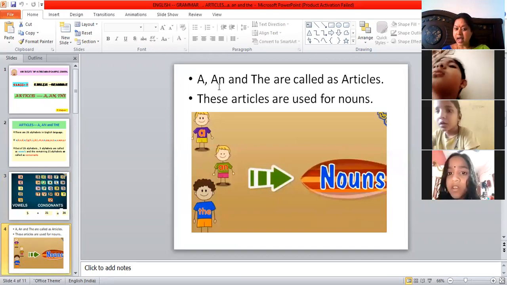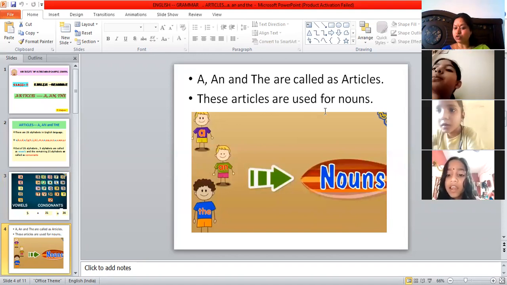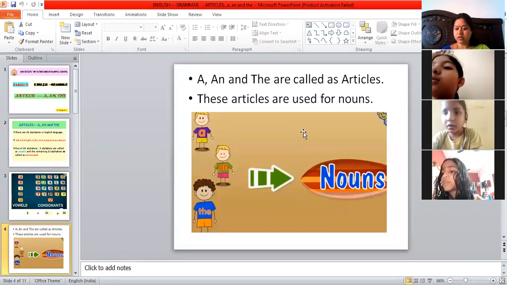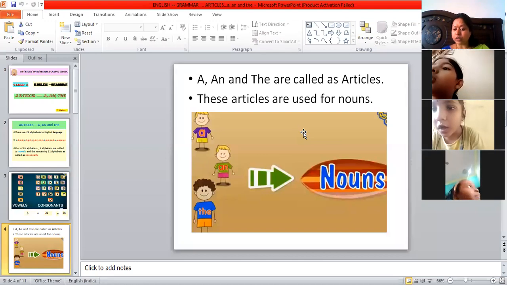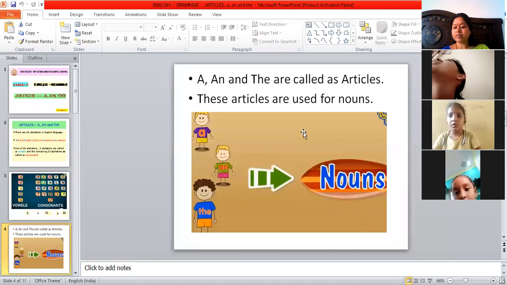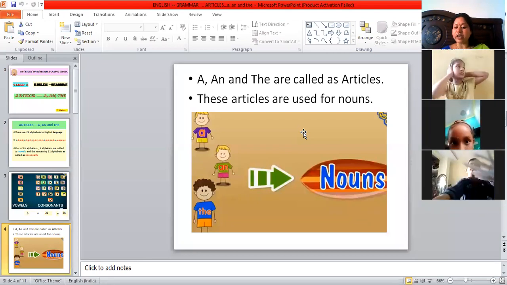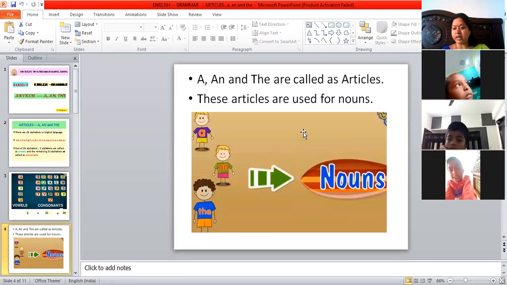A, an, the. Now, these articles are used for nouns. You know what is a noun? Naming word. Yes? What is a noun? Name of a person, place, animal or thing. Very good.